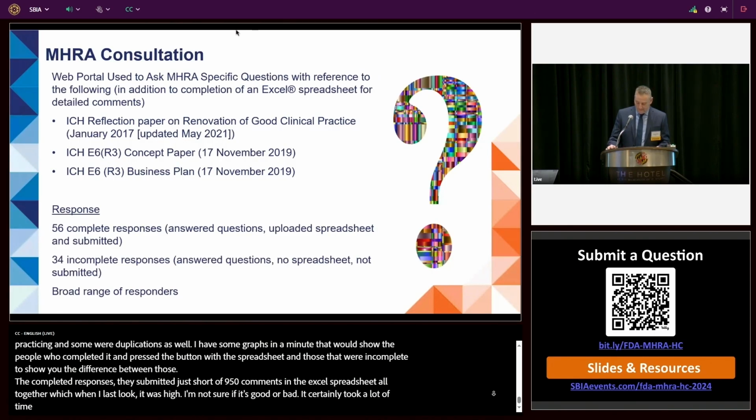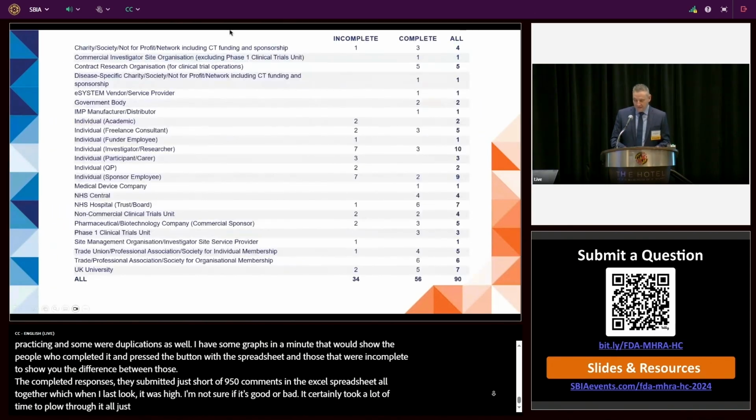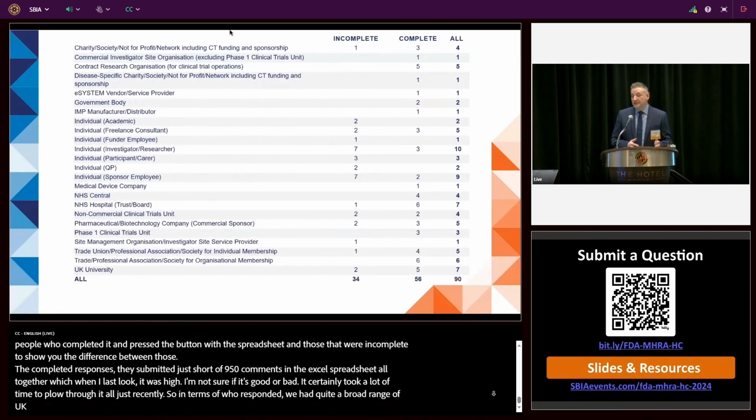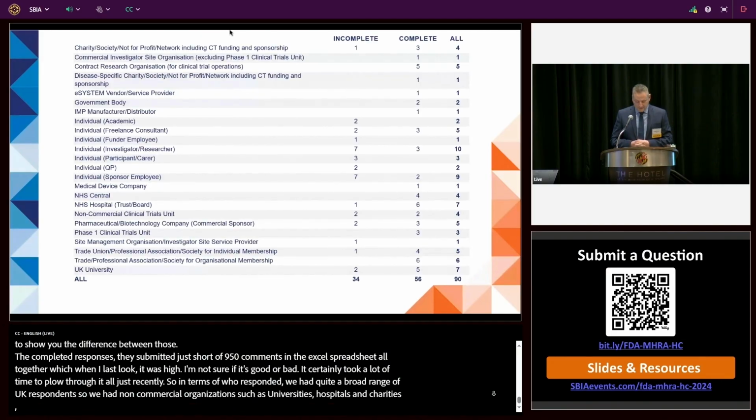So in terms of who responded, we had quite a broad range of UK respondents. So we had non-commercial organisations such as universities, NHS hospitals and charities. We had commercial pharmaceutical companies and CROs, and then a number of individuals involved in clinical trials, including investigators as well.